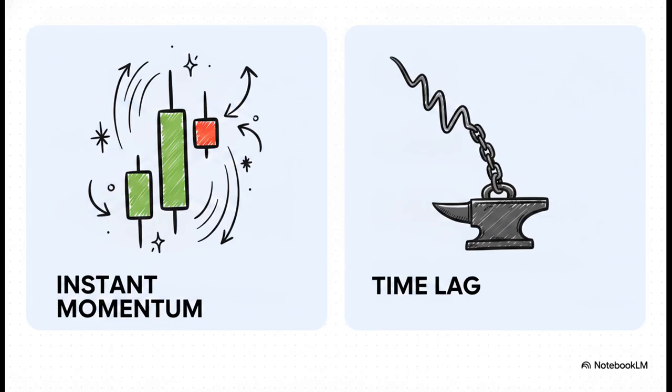Traditional computer indicators, like moving averages, well, they always have a time lag. They're basically telling you what happened yesterday. But candlestick charts, they give you an instant momentum read. They alert you to trend changes the literal moment the psychology of the market shifts.